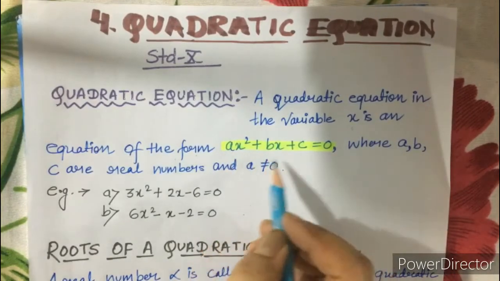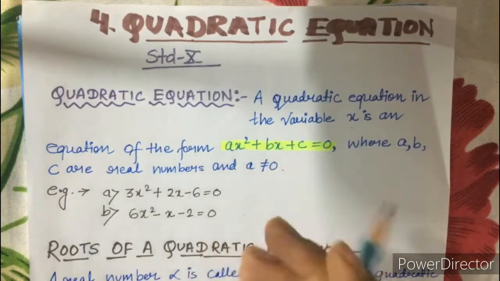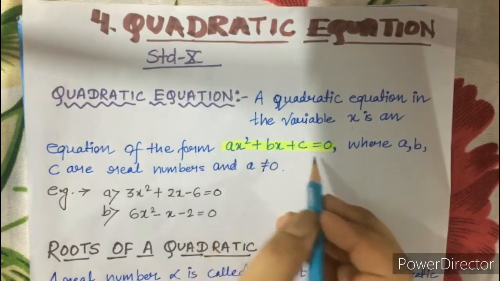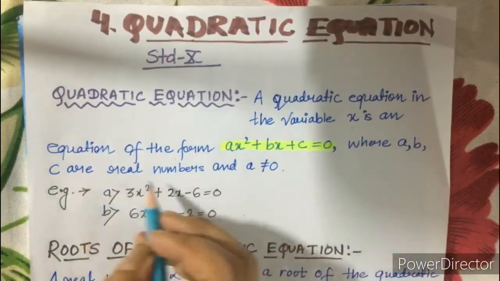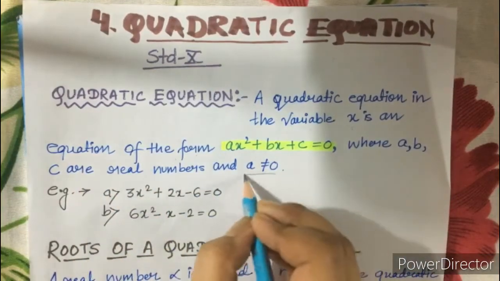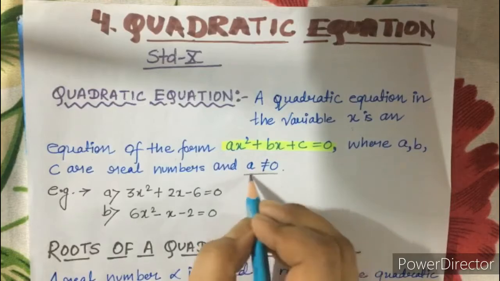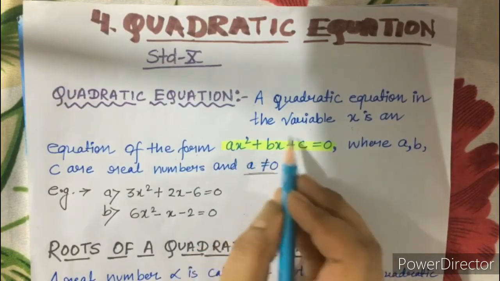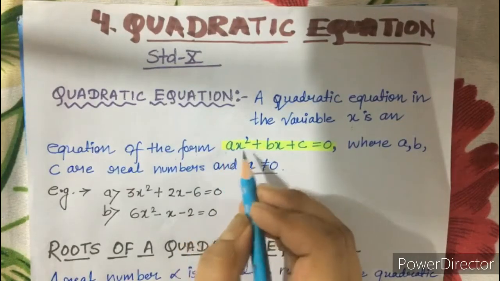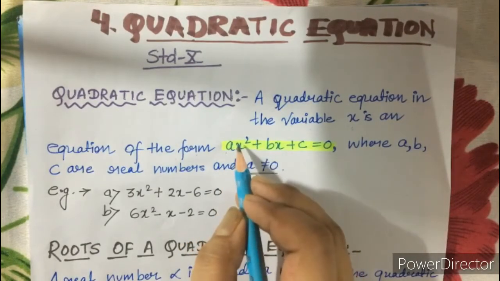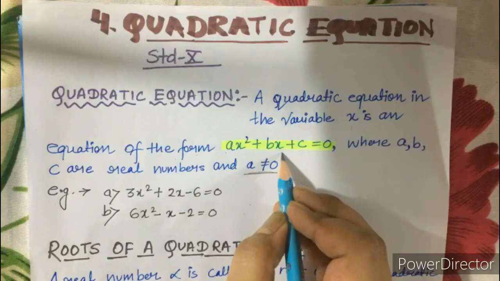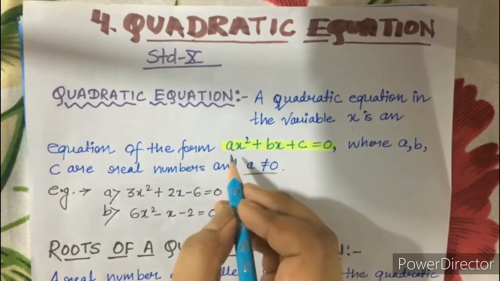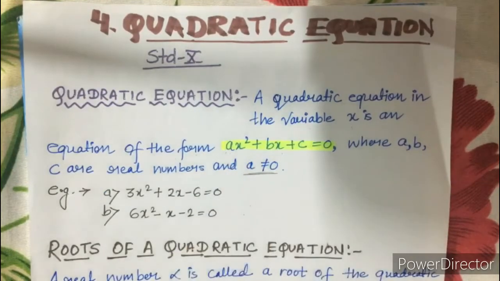You have to remember this form. Okay, it will be used in further questions, so do remember this form where a, b, c are real numbers and a is not equal to 0. This is also one of the important conditions. As you see in this equation, if a is 0, then this value will become 0 and this equation will become a linear equation. That is why this condition is a must. Value of a must not be equal to 0.